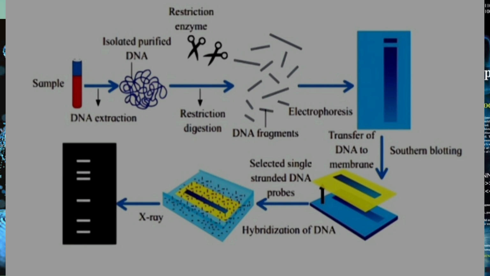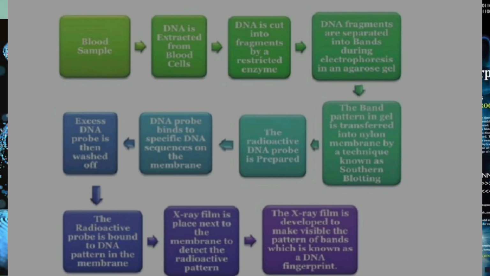7 is photography. The nitrocellulose membrane is then kept in contact with the X-ray film. DNA bands due to a radioactive probe give a photographic image on X-ray film. This is autoradiography.